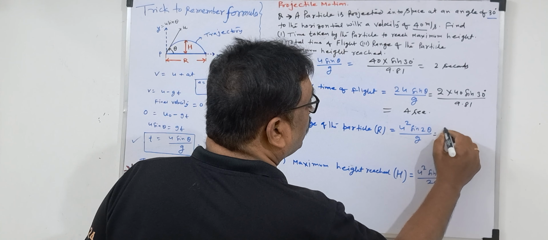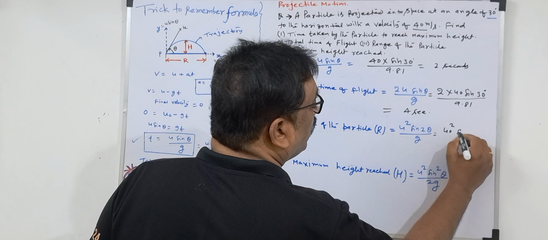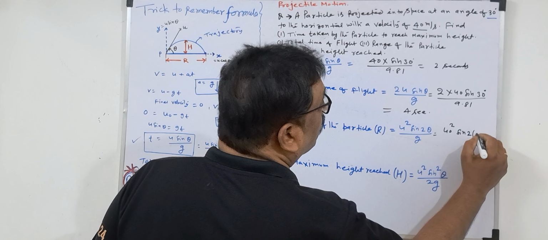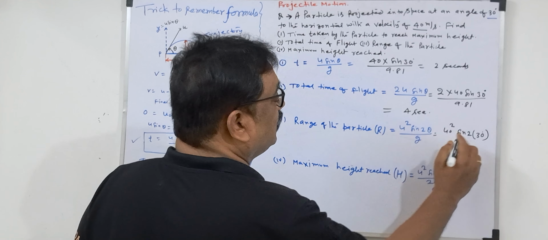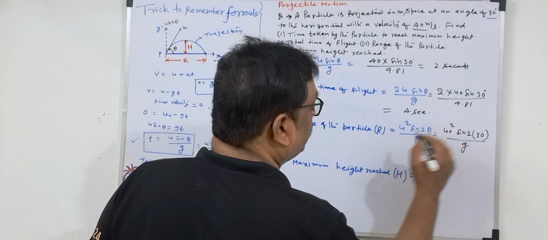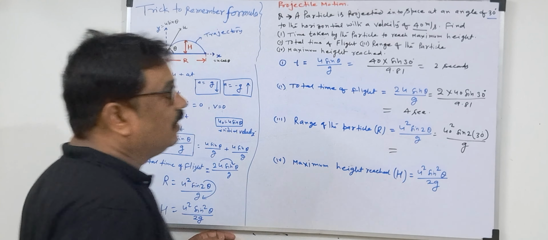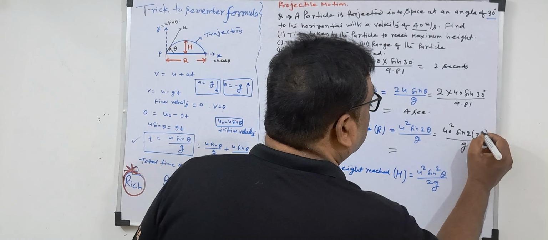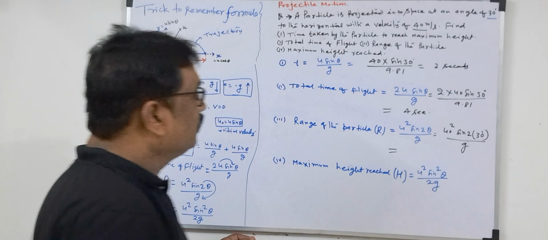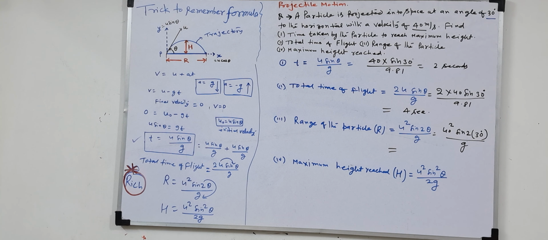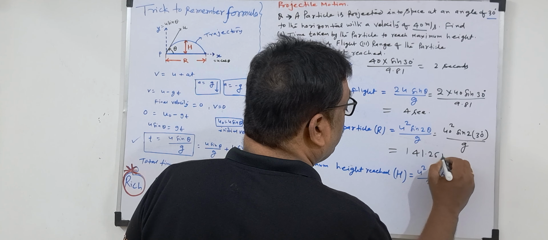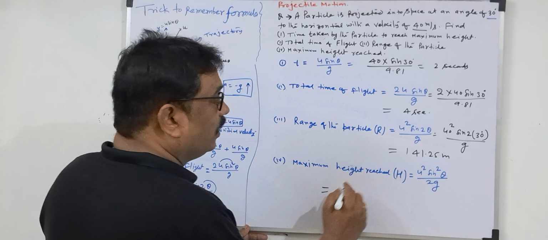Now range. We'll substitute the formula. What is it? 40 whole square sine 2 theta, so 2 times 30 degrees, that means sine 60 degrees divided by g. If we calculate 40 square sine 2 into 30 degrees by g, where g is 9.81, this value comes. This is the range: 141.25 meters.